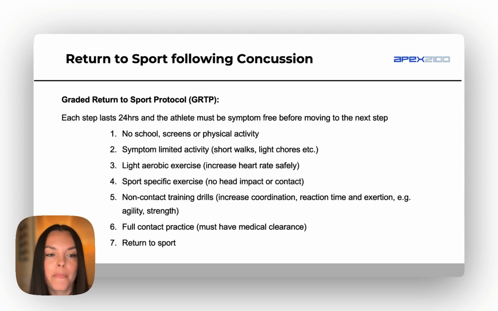5 is, again, no contact training drills, so we're thinking about things like coordination, reaction time, doing agility and strength training as well. 6 is full contact practice, but you must have medical clearance before moving on to this stage. And then 7 is a full return to sport. So it's a gradual approach that ensures the athlete is fully recovered before returning to full activity and helping to prevent further harm.